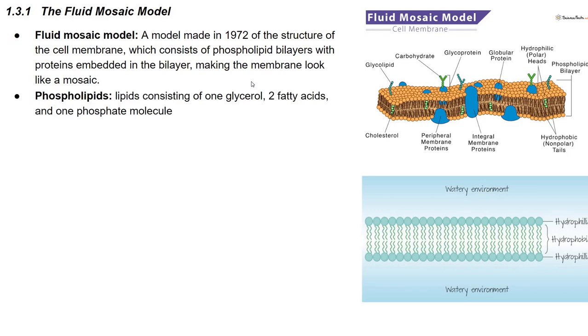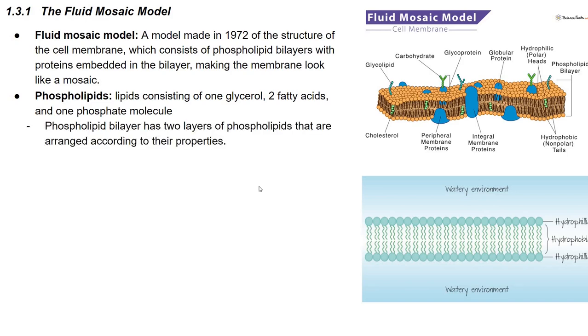So phospholipids are lipids consisting of one glycerol, two fatty acids, and one phosphate molecule. So we have this hydrophilic head right here, and this is where the glycerol and the phosphate molecule is. And then we have the two fatty acid tails, which are hydrophobic.